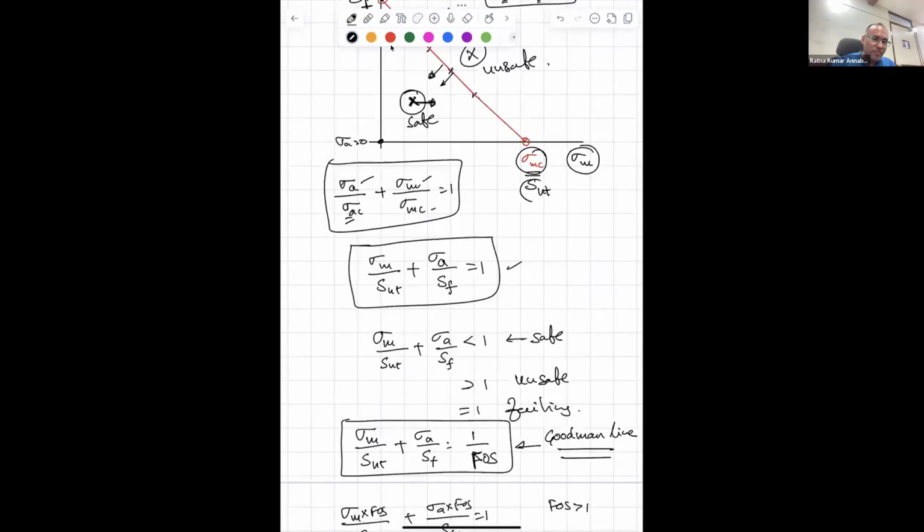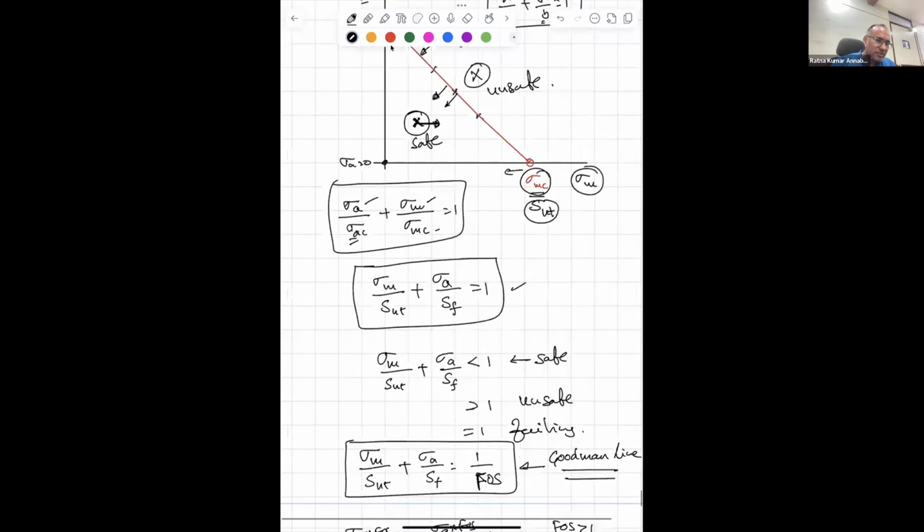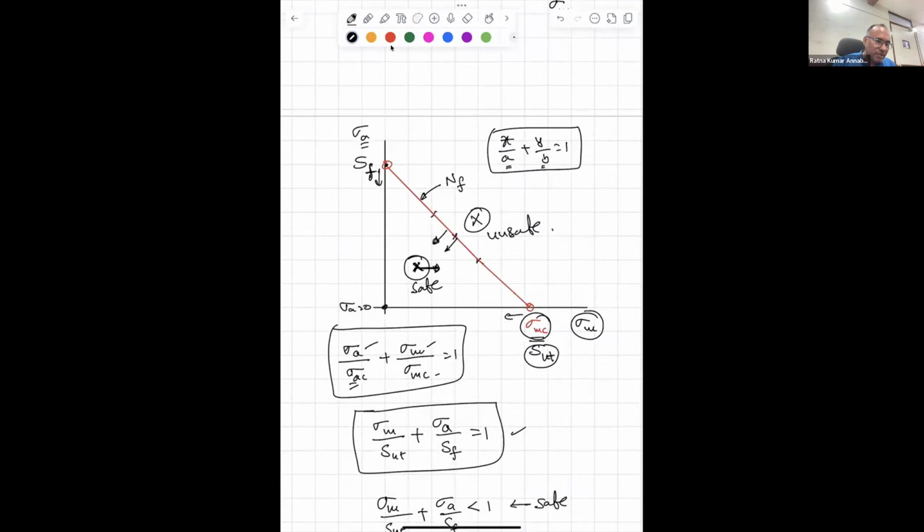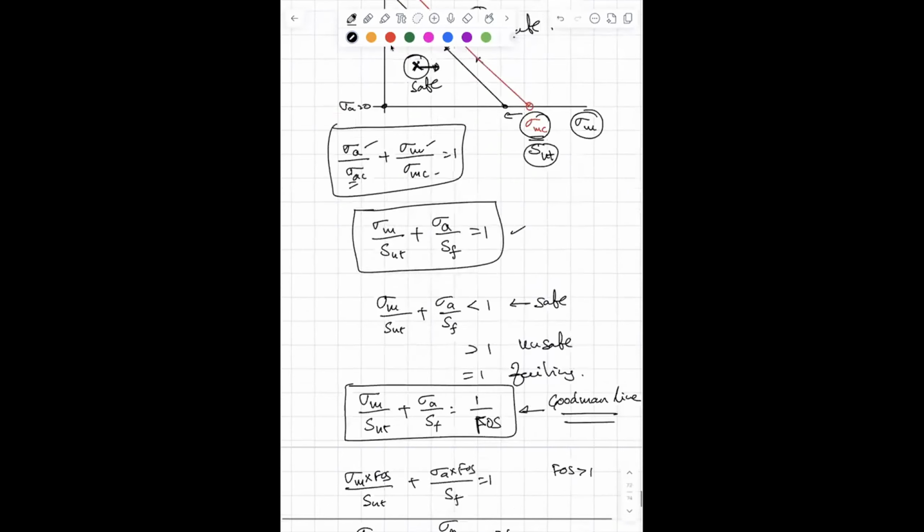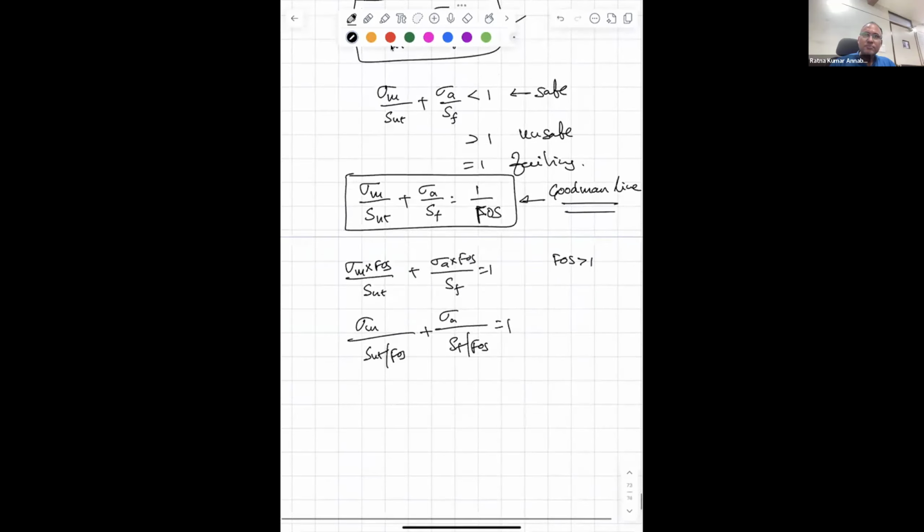So SUT by FOS will bring it this way. This one will bring it that way. Depending upon that, the equation now becomes that. Do you see that? Got it. Any other questions?